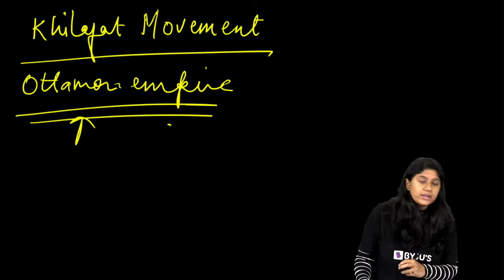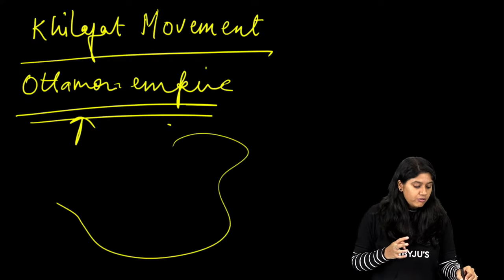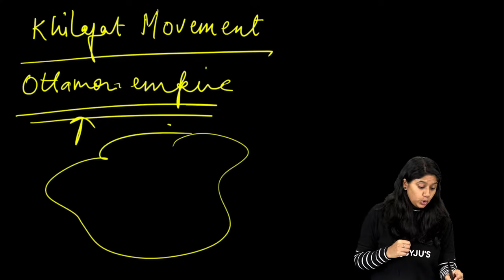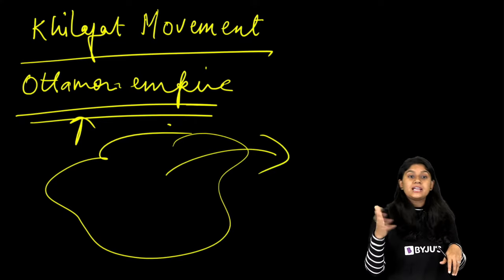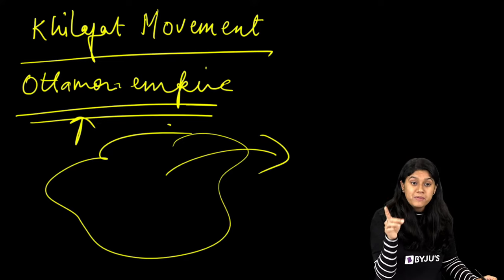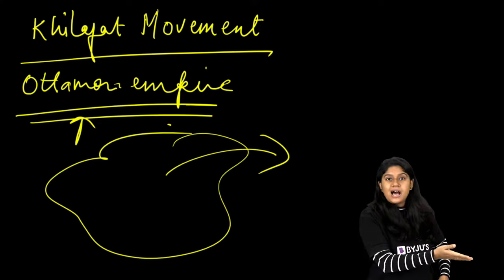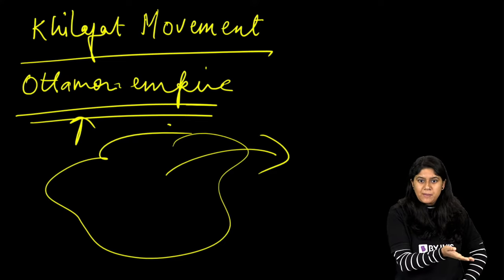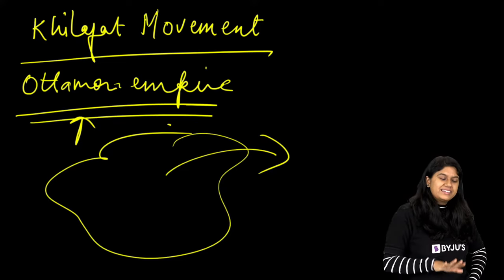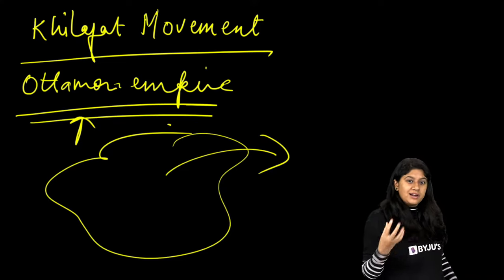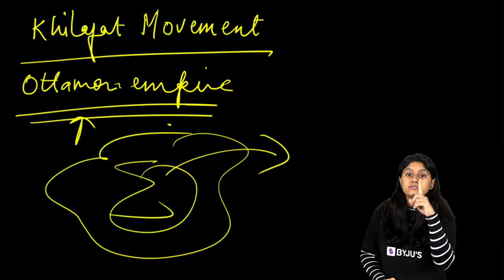The Ottoman Empire was ruling. Of course, the Ottoman Empire was in Turkey, and they were ruling various parts of Europe, especially the lower part of Europe, the Balkan region. We remember in the last chapter, the Rise of Nationalism in Europe, we saw that the ending was that countries were fighting for land, and that led to World War I.